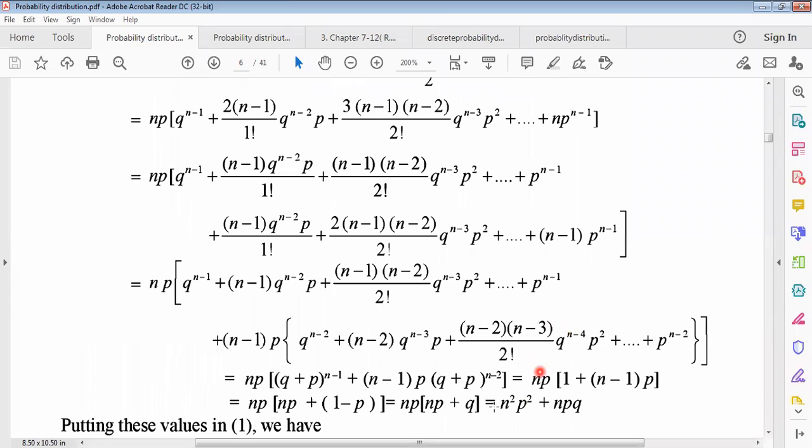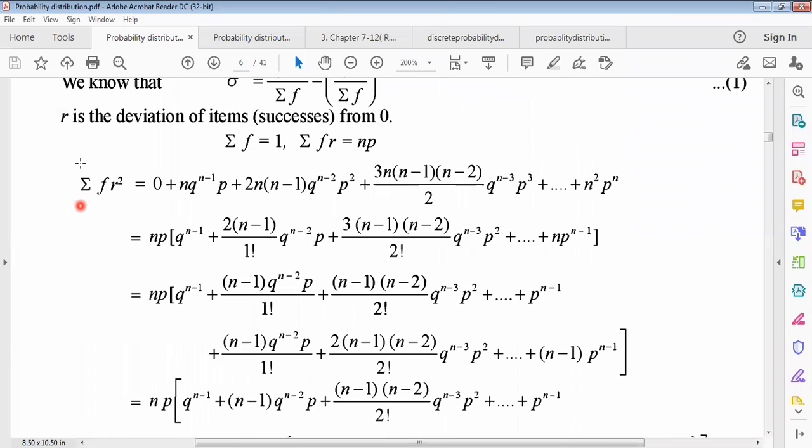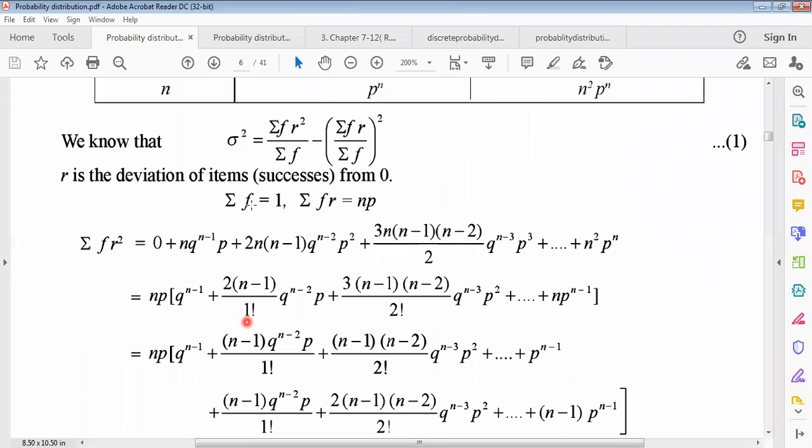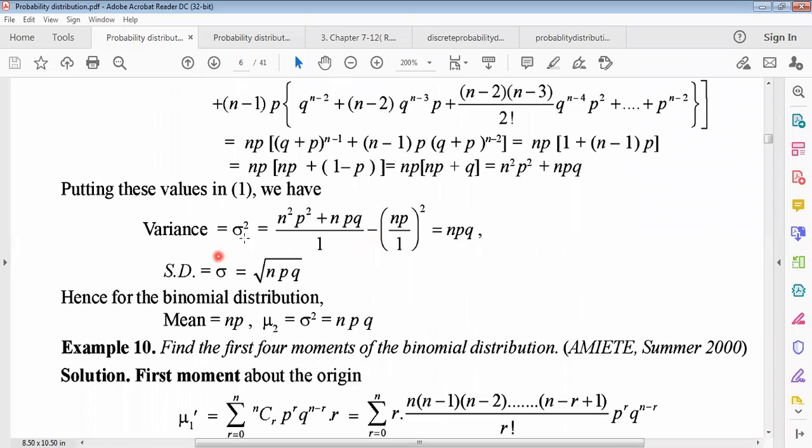Remember this value: summation fr square equals n square p square plus npq. Now putting these values in equation 1, variance equals this formula. Sigma square equals summation fr square divided by summation f, minus (summation fr divided by summation f) whole square. Summation f equals 1, and summation fr equals np. After simplifying, we get only npq. So sigma square equals npq.